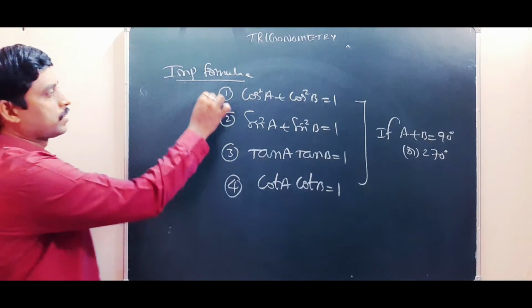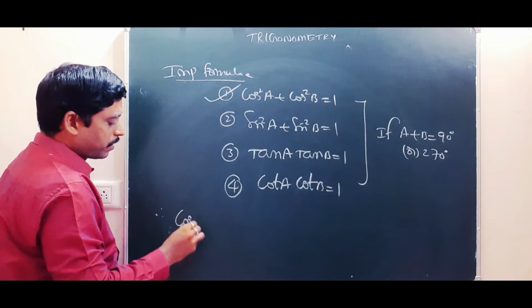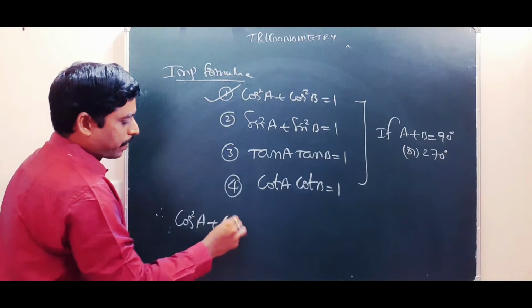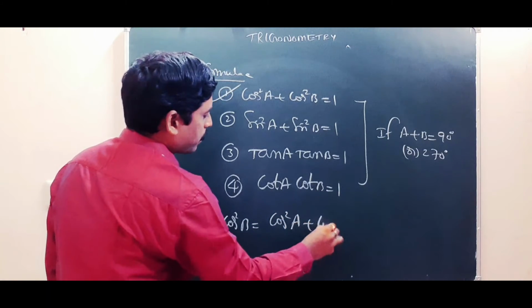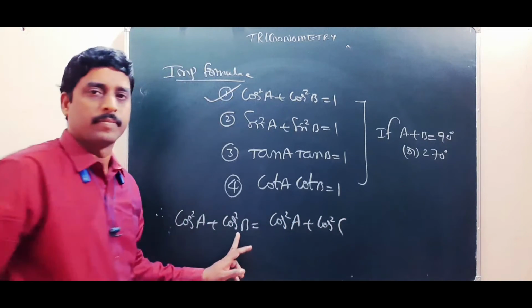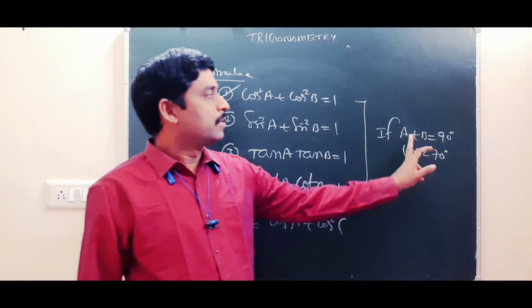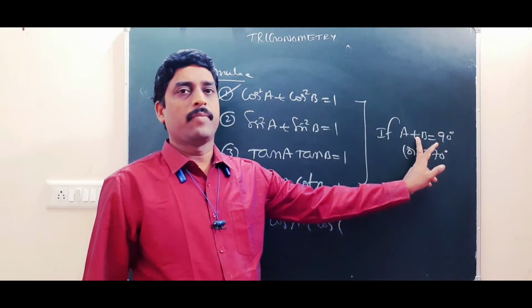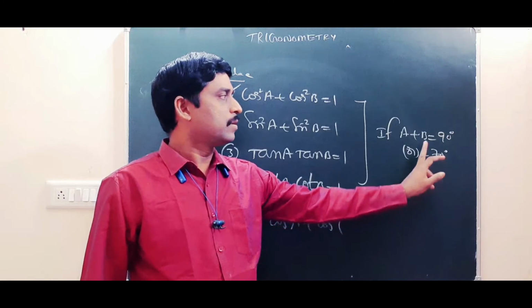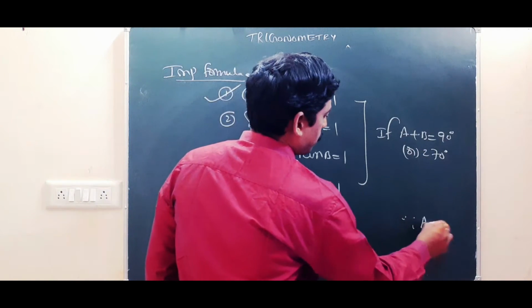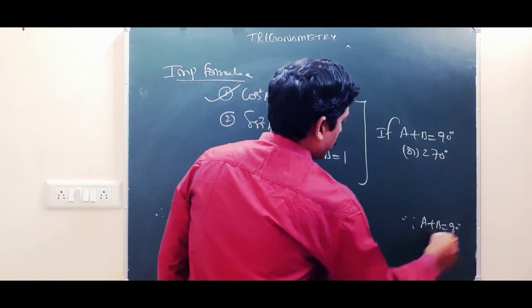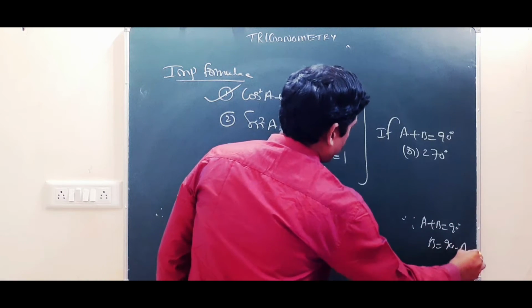Okay, now explain the first one. Cos square a plus cos square b. So b value, right? If a plus b is 90, b equals 90 minus a, or 270 minus a. Okay. So let us take a plus b equal to 90. So b is equal to 90 minus a.